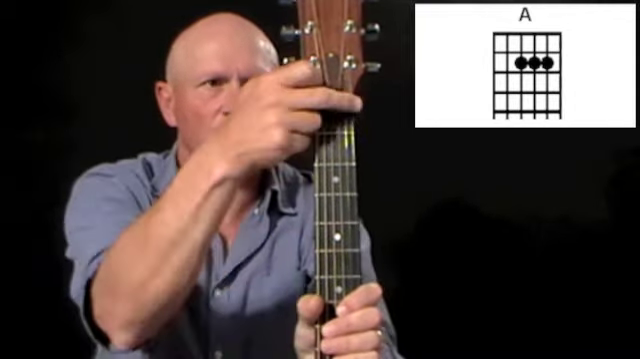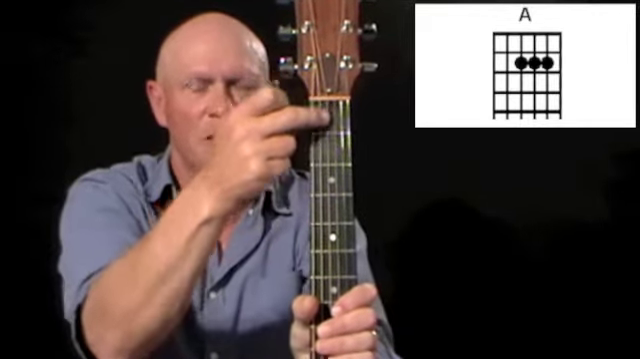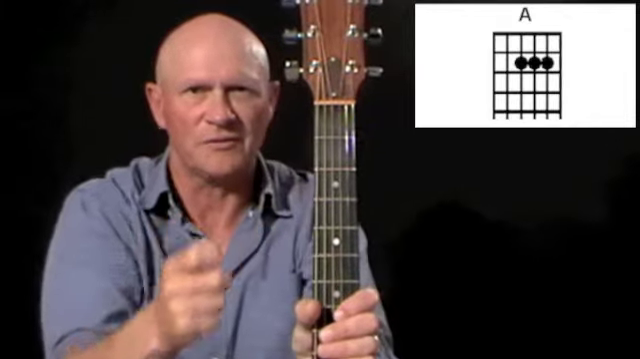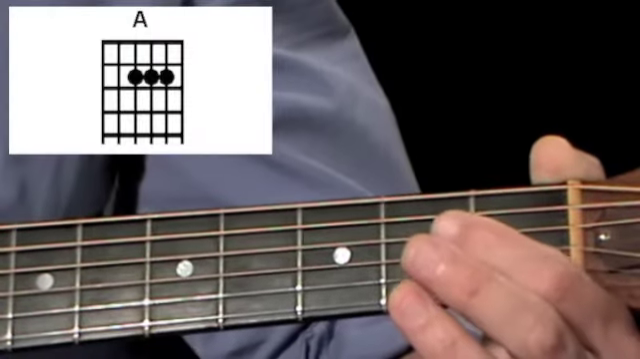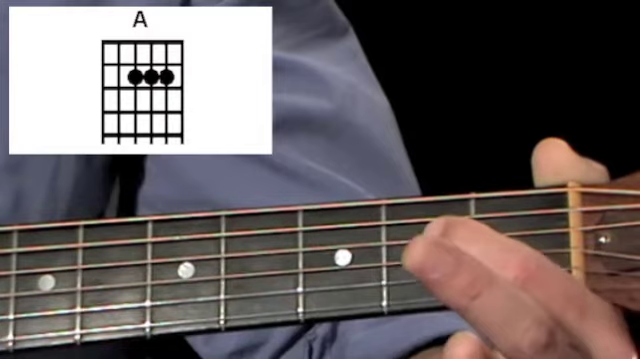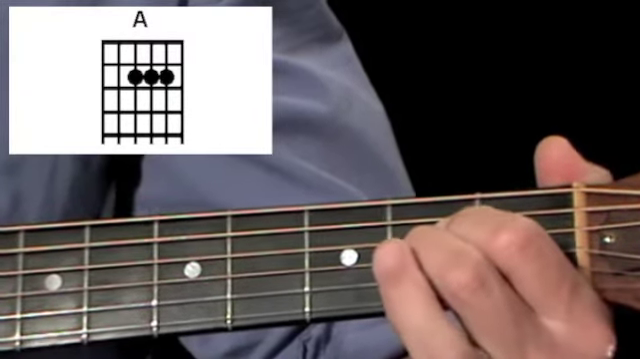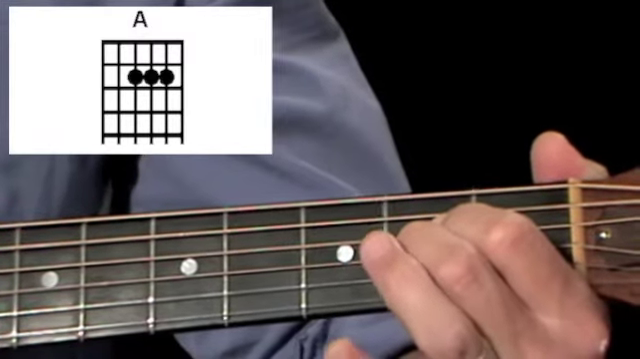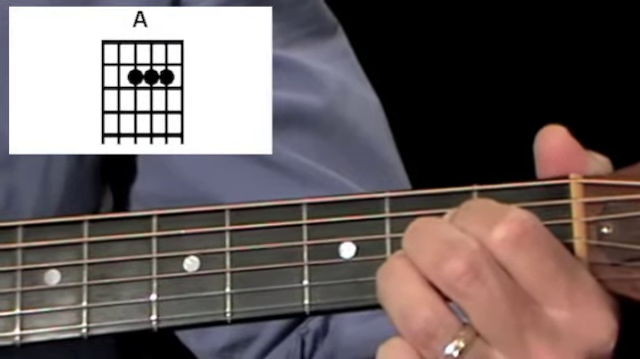The thick line at the top of the diagram is the nut, the vertical lines are the strings, the horizontal lines the frets. So the line on the left is the 6th string, the bottom E for elephant string. So the diagram is telling me to put a finger on the D string at the 2nd fret, another finger on the G string at the same fret, and a 3rd finger there on the B string at the same fret.